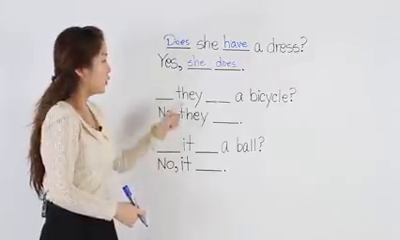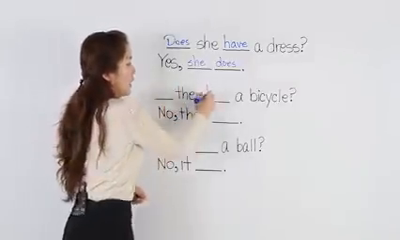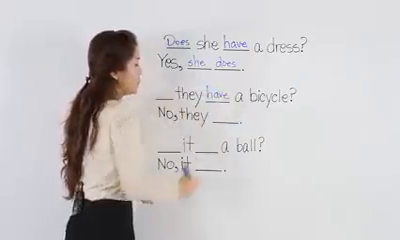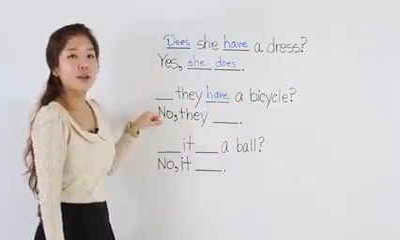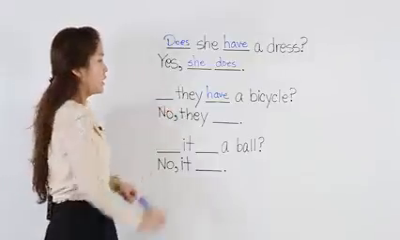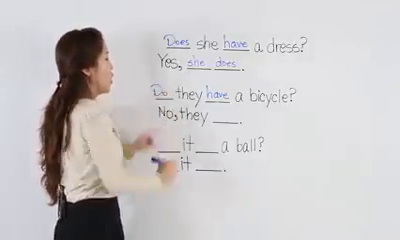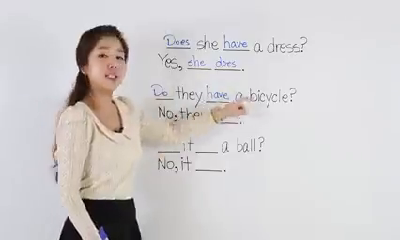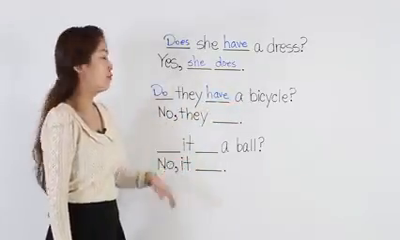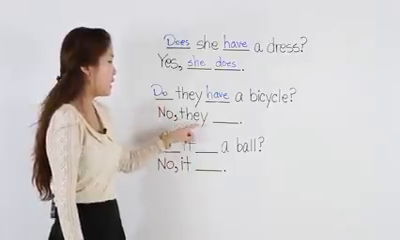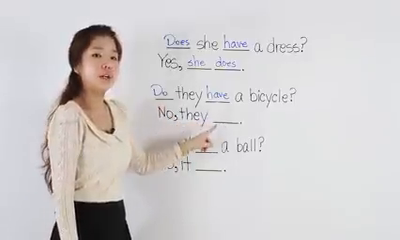The next one, we have they. Okay, have is again the same. Have a bicycle. Okay, what goes in the front? For they, we use do. Do they have a bicycle? This time the answer is negative. No, they. What do we put here?